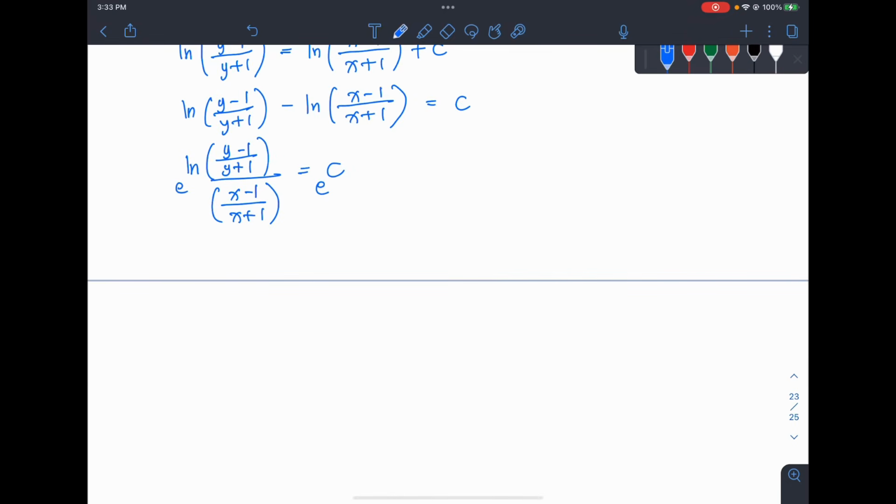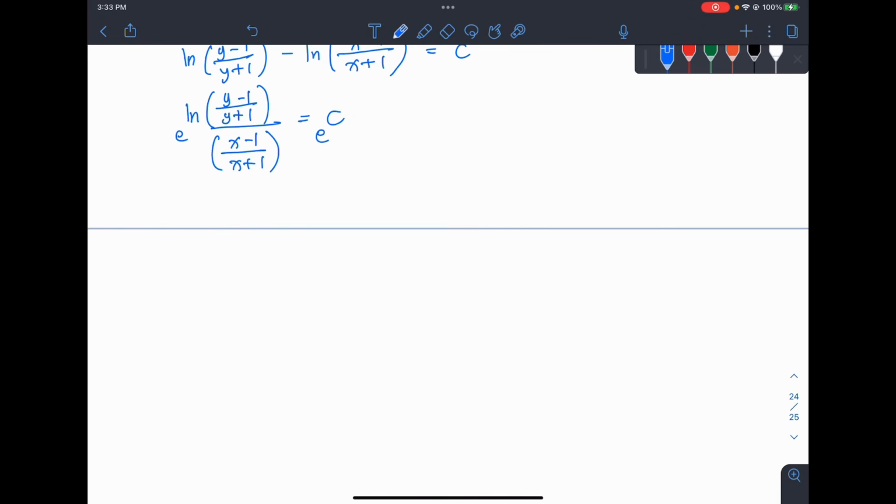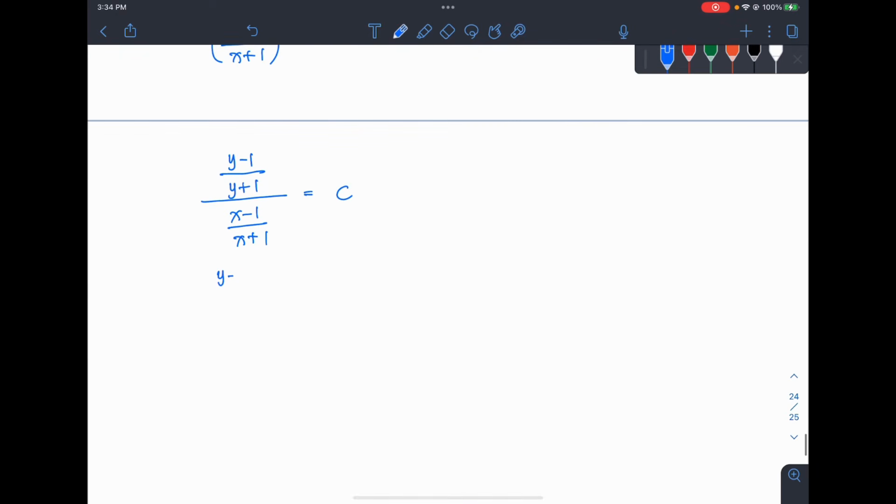And we exponentiate both sides. So that would give us y minus 1 all over y plus 1 all over x minus 1 over x plus 1 equals c. And we can make these as y minus 1 times x plus 1 all over, so the extremes, and then the means will be the denominator, y plus 1 all over x minus 1 equals c.